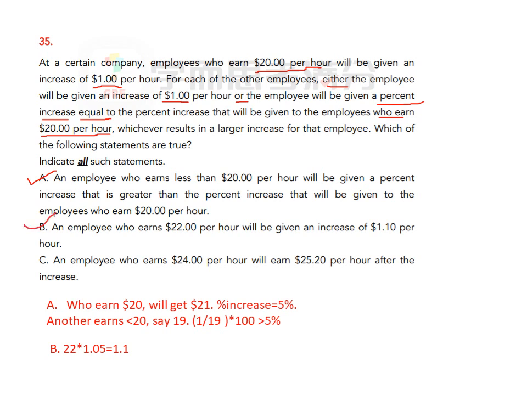Let us move to option C. An employee who earns $24 per hour will earn 25.2 per hour after the increase. So 24 multiplied by 1.05 equal to 25.2. So option C is also correct. So the answer will be A, B, C.